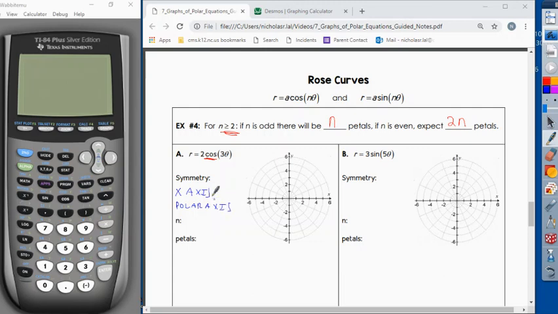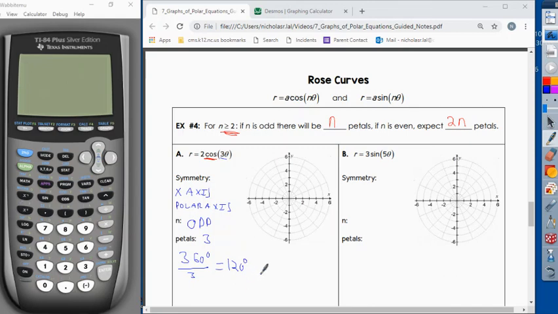Here our n value is 3. So we have our n is odd, and we have 3 petals. All right? So when we have 3 petals, we can do this analysis. There are 360 degrees in a circle, or 2 pi radians. But let's do 360 degrees. 360 degrees divided by 3 is going to be equal to 120 degrees.